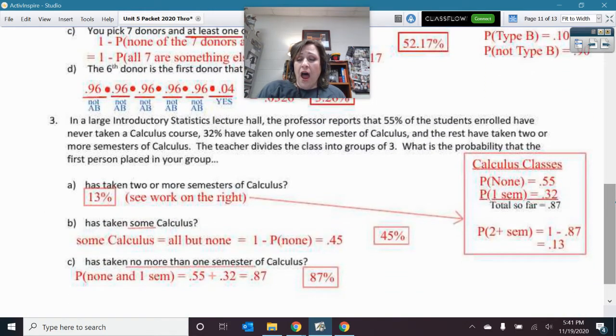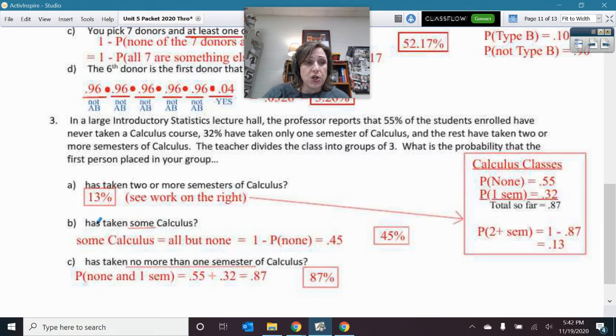All right. Now we're having this class, and you're going to have groups of 3. This is a statistics class, but they're having information about the students having had calculus, not having calculus, having 1 semester, and then 2+ semesters. They only gave me the 55 and the 32%. That was 0.87. Therefore, I deduced that the 2 or more semesters was the remaining portion of the 13%.